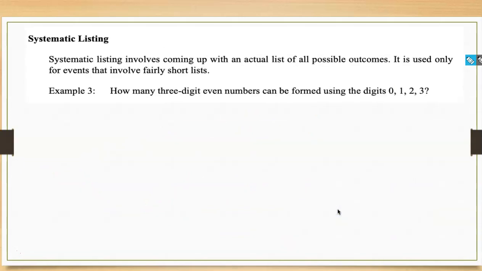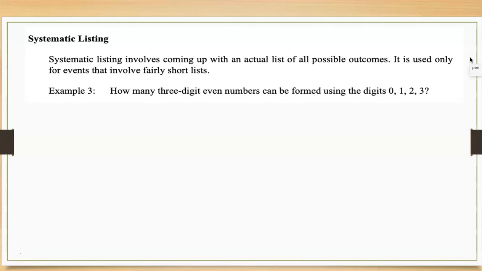The third one is systematic listing. From the name itself, systematic meaning there's a system, and listing meaning we have to come up with a list. Again, this one involves coming up with an actual list of all possible outcomes. And it is used only when the list is just a short list.